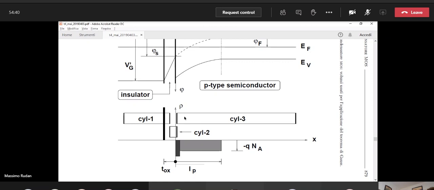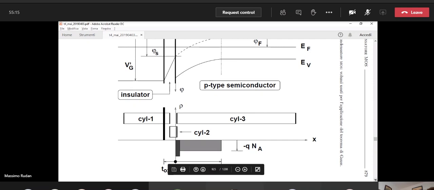Since we have a one-dimensional case, after the calculation, we can divide all the results by the cross-sectional area of the cylinders. This area is normal to the page, okay? So that instead of considering the charge, we shall consider the charge per unit area in each cylinder, okay?